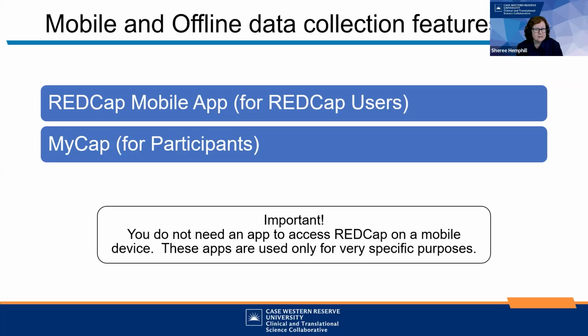So MyCap is the other option. That's actually something that participants would use. You'd send them a QR code essentially to enroll in your study, and it's something they have to install on their devices. So the first one's really for staff. The second one is really for participants.